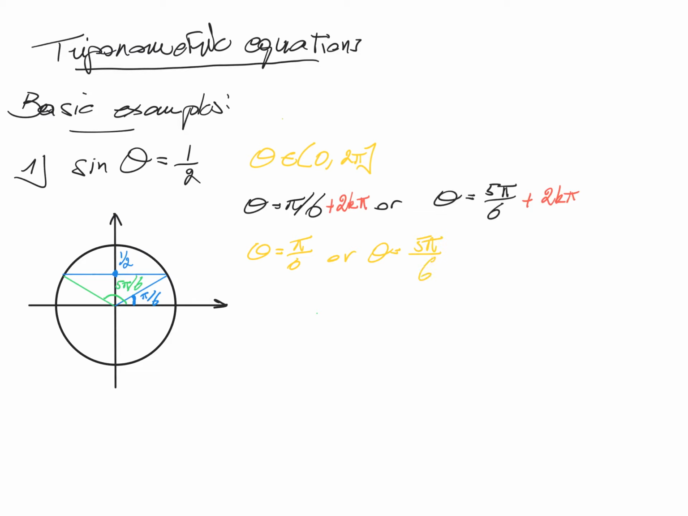Finally, it's good to remark that if we had found pi over 6 as a solution, 5 pi over 6 would have followed immediately because of the formula sine of theta is the sine of pi minus theta.